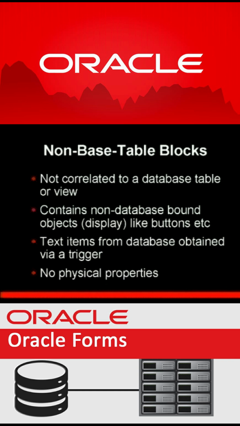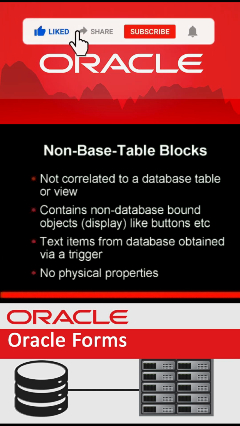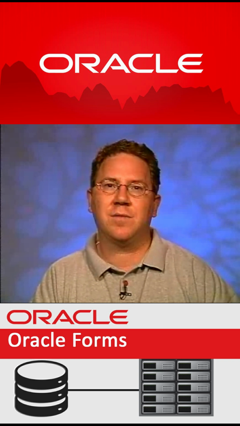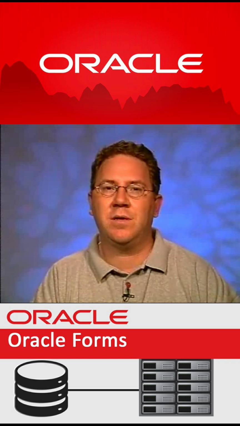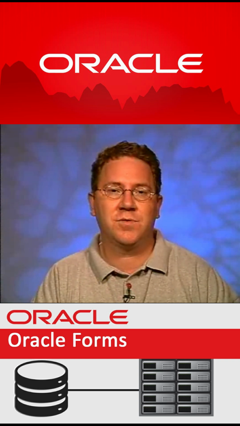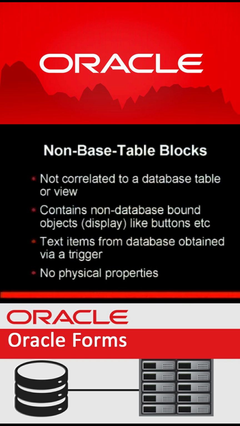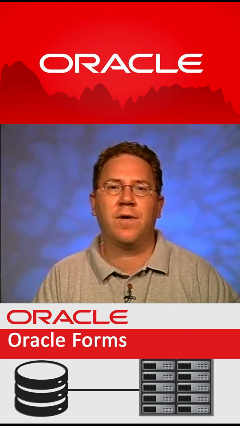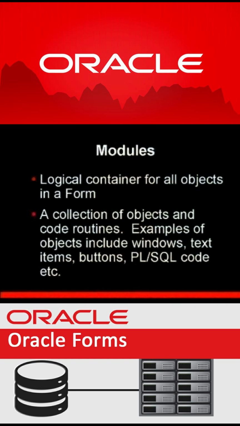We also have non-base table blocks, and what this means is this is a collection of items in the form that are not related to a database item. And they contain non-database bound objects like buttons, etc. And they can have text items from the database, but these would be populated via trigger. So if you think of it, the items in the non-base table block are not being queried from an SQL statement when the form is first queried. And again, this is just a logical item, so it doesn't have a physical property. In the next two chapters, we'll cover more of what some of these physical properties are.